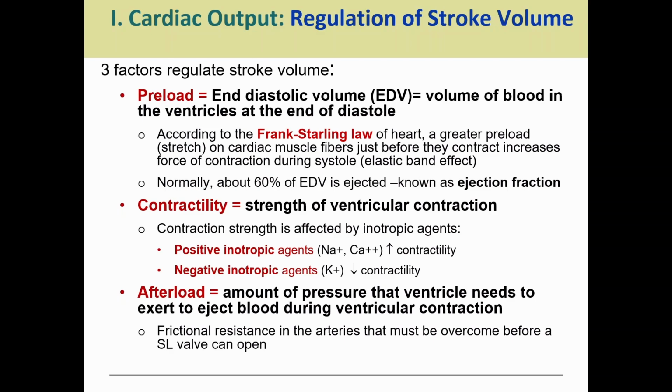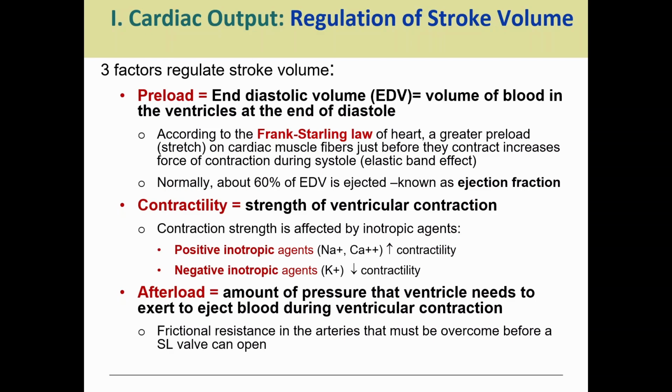Normally, about 60% of the end diastolic volume is what gets pushed out. So about 60% of the blood in the ventricle while it's at rest gets pushed out during contraction, and that means 40% is left behind. So it's important to note we don't get 100% of the blood squeezed out of the ventricle, right? We're not 100% efficient, but we're relatively efficient. But how much blood gets ejected is the ejection fraction. We'll talk about that in a little bit.